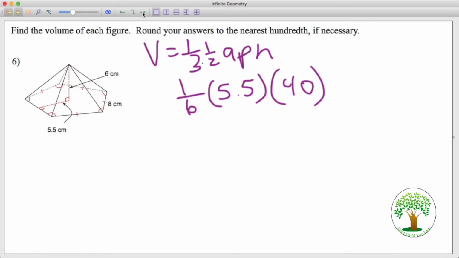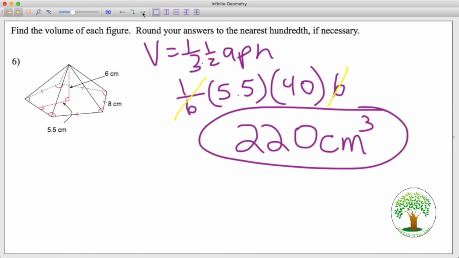All right, so number 6. The total height is 6. So, really quick, this 6 and 1/6 cancels. You have less to put in your calculator. I'm going to get somewhere in the 200 range. 220, and the units are centimeters cubed. Good. That was number 6.